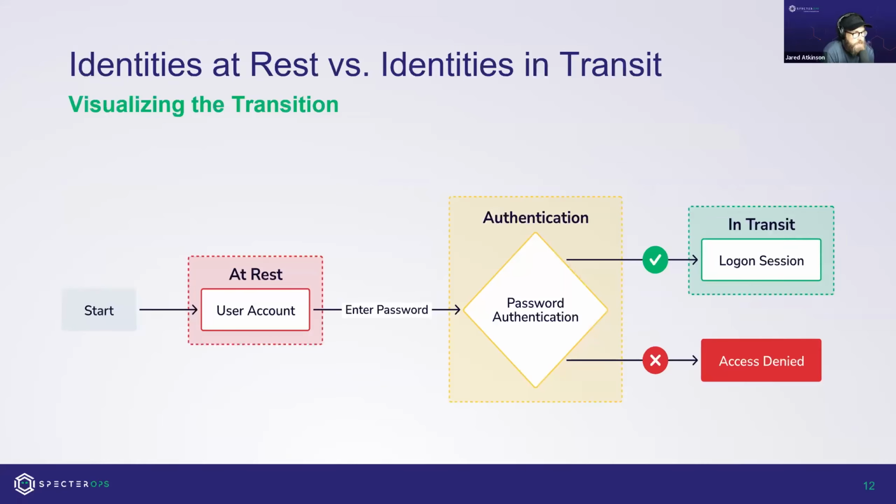Okay, so here's a graph that shows what this looks like. So imagine that you have a user account over on the left-hand side. It's at rest, right? The general flow is that you're going to enter your username and password. There's going to be some authentication that's performed. It's going to check whether or not you did indeed enter the correct password for the user account. And if you entered it correctly, it will create a logon session. This is maybe in a Windows operating system context. It'll create a logon session, and now that identity is in transit.